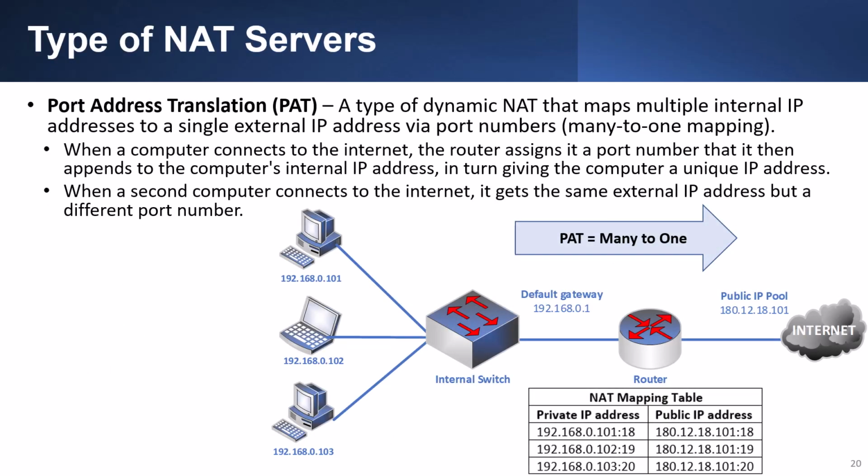Port address translation, or PAT, is a type of dynamic NAT that maps multiple internal IP addresses to a single external IP address via port numbers, a many-to-one mapping. When a computer connects to the internet, the router assigns it a port number that it appends to the computer's internal IP address, in turn giving the computer a unique IP address.